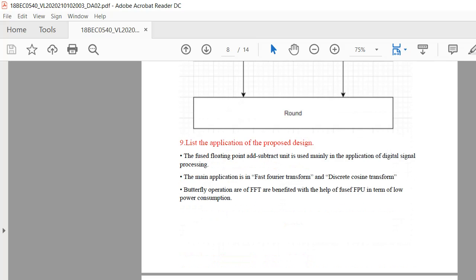The applications of the proposed design are as follows. The fused floating point add subtract unit is used mainly in the application. The main application is in fast Fourier transform and discrete cosine transform. Butterfly operations such as FFT benefit from this FPU in terms of low power consumption.